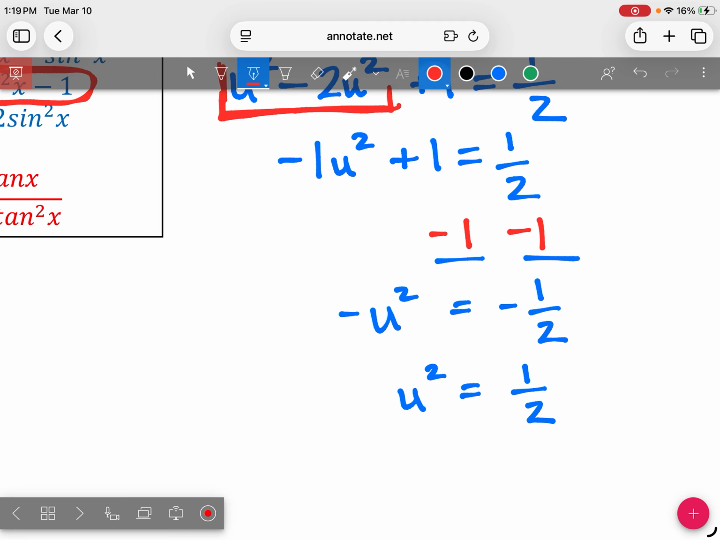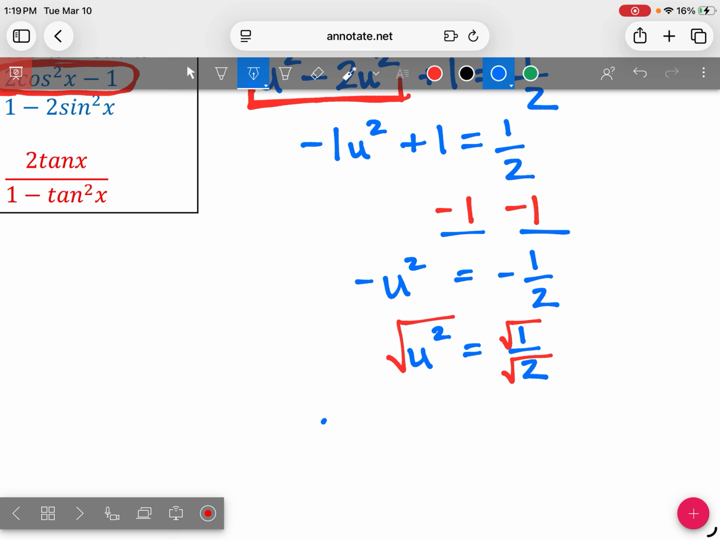Square root it. And we're going to square root it individually. So I have u equals plus and minus 1 over root 2. But we never leave a radical in our denominator. What do we have to do to get rid of the radical? Robin? Multiply by root 2.